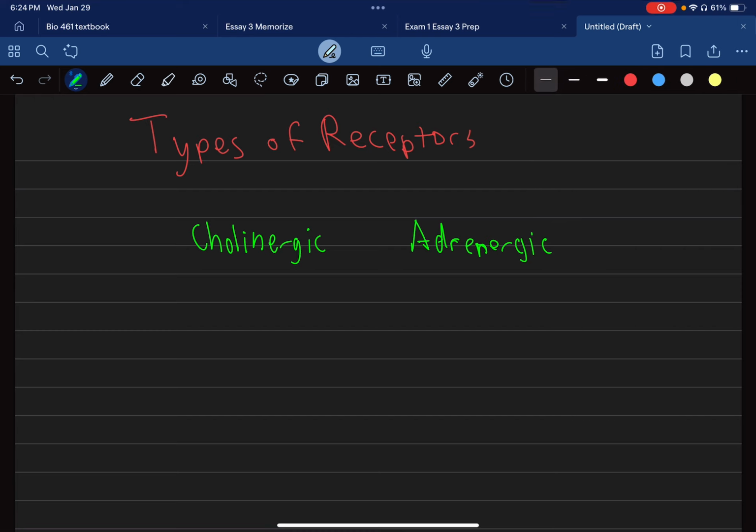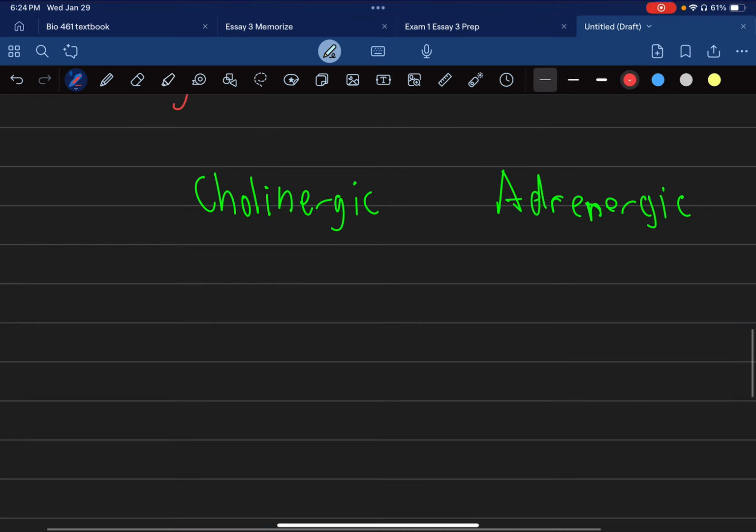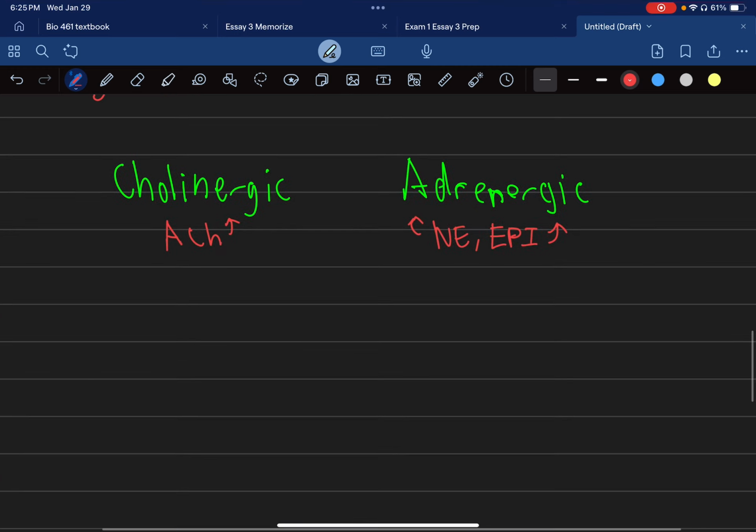So those are the neurotransmitters that'll bind. So I'll just write those below. So ACH is going to bind to cholinergic, and norepinephrine and epinephrine, or in other words, adrenaline, are going to bind to the adrenergic receptors.